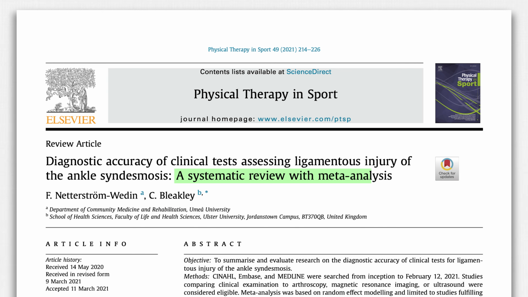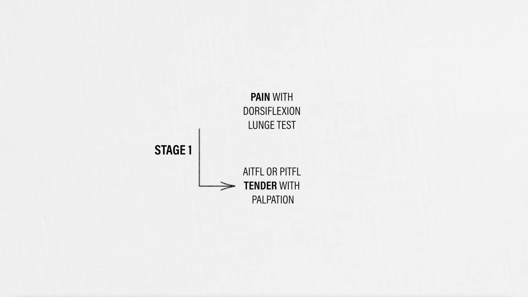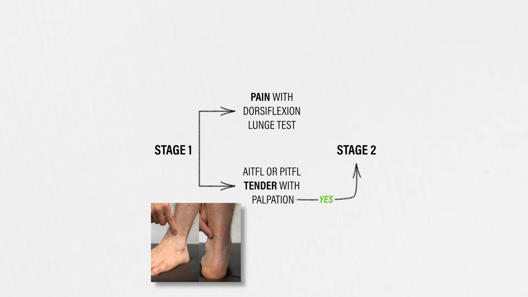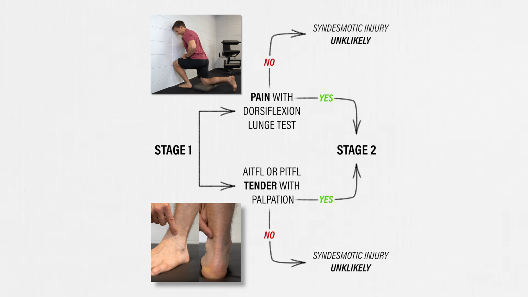A recent systematic review with meta-analysis proposed a clinical algorithm for assessing ligamentous injury in non-fractured ankle injuries. Stage 1 has 2 tests, palpation and dorsiflexion lunge. If the AITFL or PITFL are tender to palpation, or pain is present with the dorsiflexion lunge, in which you're comparing ankle dorsiflexion side to side and standing or kneeling, move on to stage 2. If both are negative, a syndesmotic injury is unlikely.